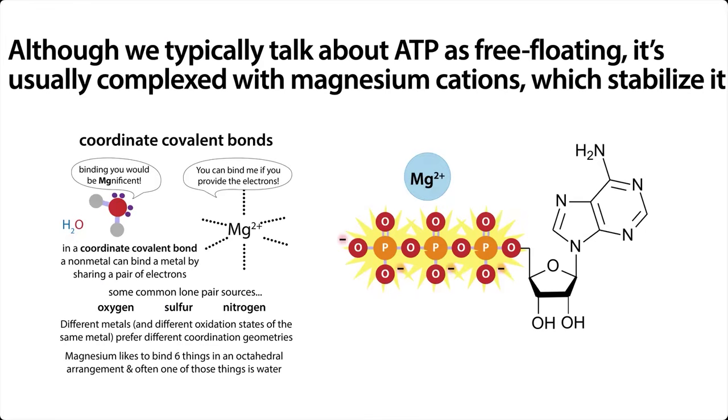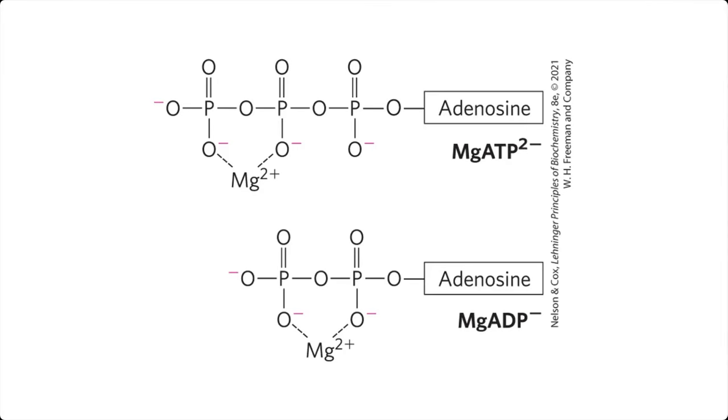Although we typically talk about ATP as free floating, it's usually complexed with magnesium cations, which stabilize it. So we're talking about metal catalysis as one of the ways that enzymes catalyze reactions, one of their catalytic strategies. That often involves things like magnesium ions helping coordinate with the phosphate groups of these phosphorylated molecules.